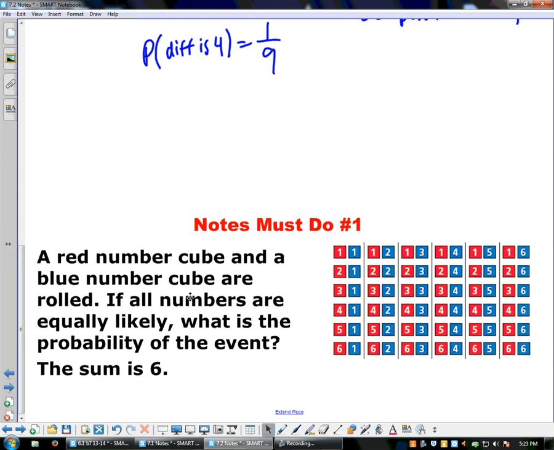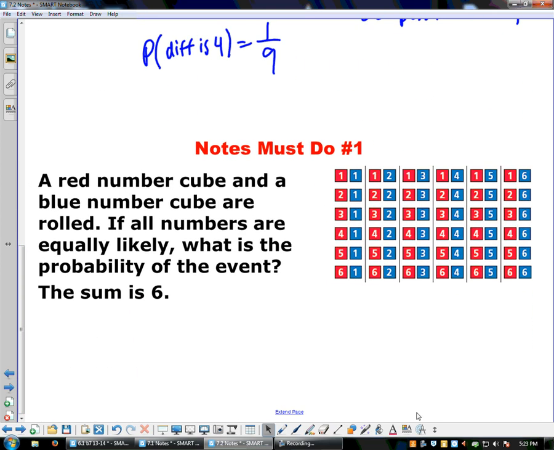That brings up a notes must do for you. A red number cube and a blue number cube are rolled. If all numbers are equally likely, what is the probability of this event? That the sum is going to equal 6. So check out these 36 different combinations and find out how many of them have a sum of 6?